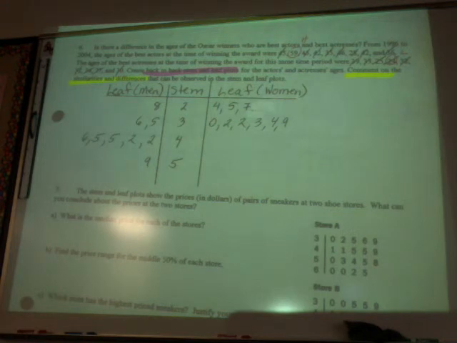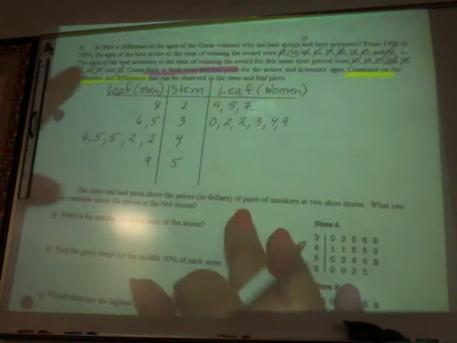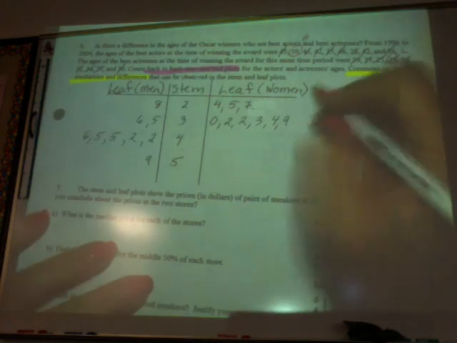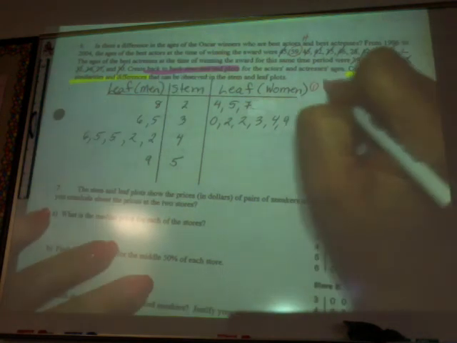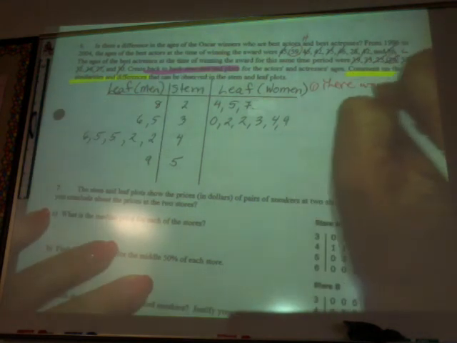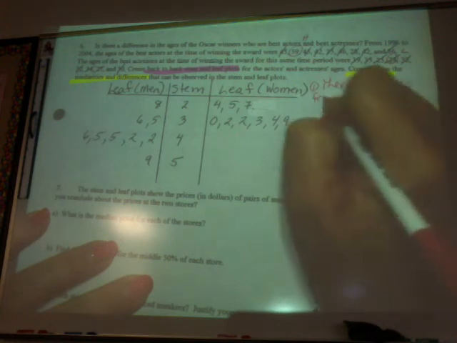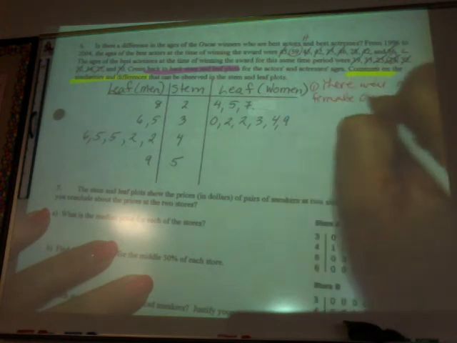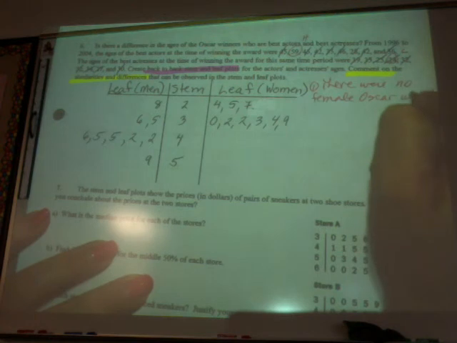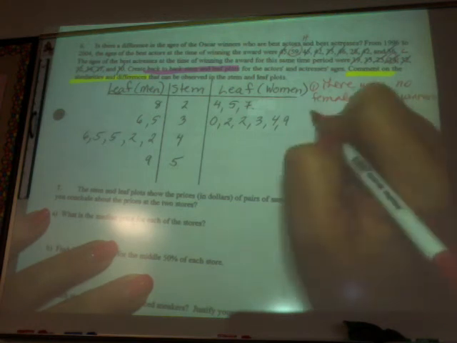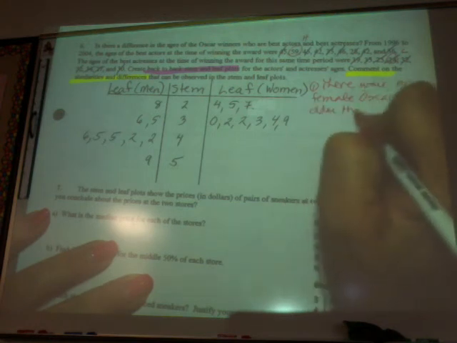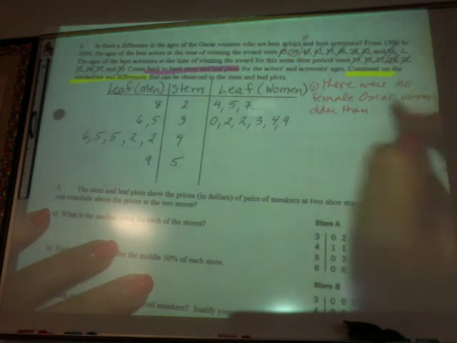Let's throw some out here. What do you notice? Yeah, and this was for Oscar winners. So this is one thing that you might say. There were no female Oscar winners older than 39.